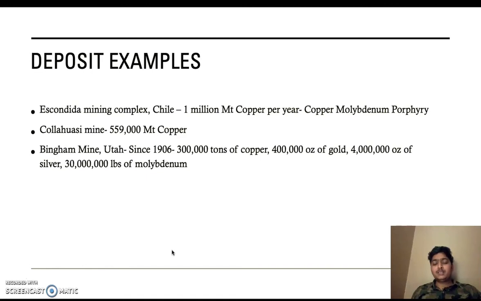Bingham mine is located in Utah and has been the deepest open pit mine in the world since 1906. It has produced 300,000 tons of copper, 400,000 ounces of gold, 4 million ounces of silver and 30 million pounds of molybdenum.